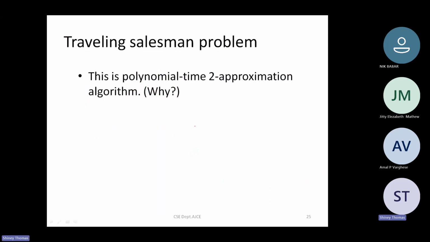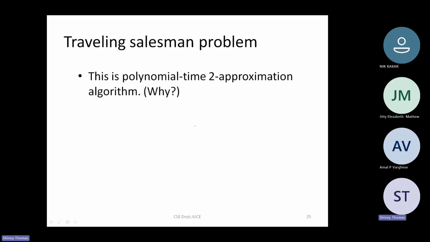Now we have to prove that it is a polynomial time 2 approximation algorithm. We'll take a 5 minute break and come back. Okay. Is it time? I'll just finish it by 11 and we can wind up.